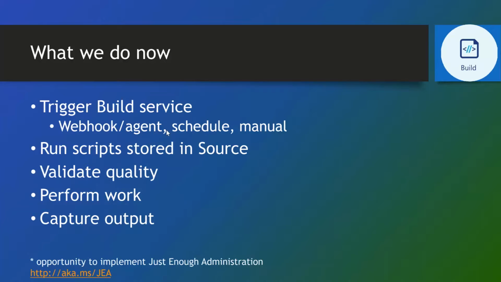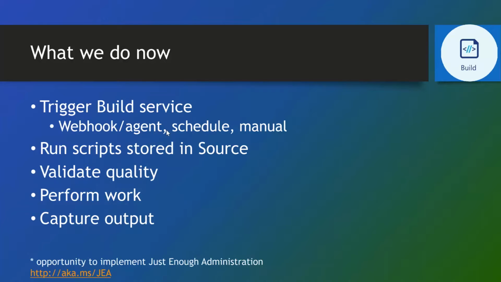So if you put a PowerShell script that's going to deploy a new resource group and stand up a new server, or connect to that server and make changes using desired state configuration, or using Chef or using Puppet or whatever platform you want to use, it's just going to execute that. It's going to perform the work and capture the output. So I'll show you what that looks like.